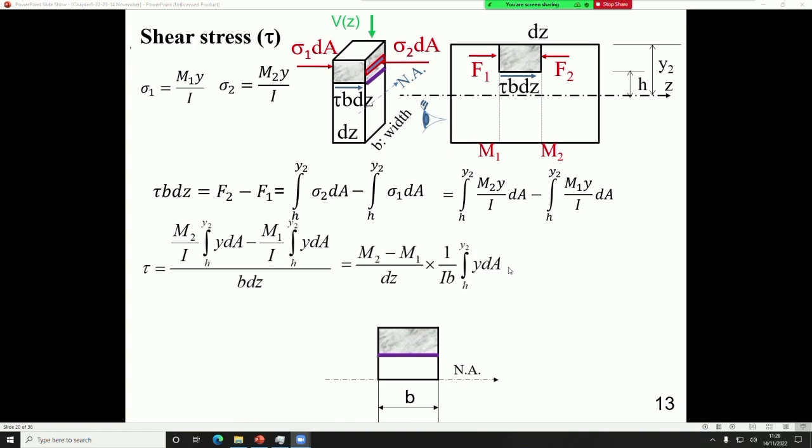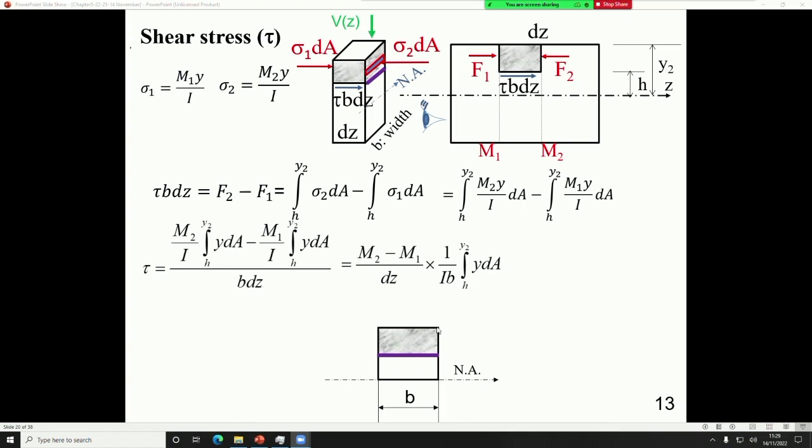Y squared dA was the second moment of area. But what was y dA? Very good, first moment of area, absolutely correct. So this is the first moment of area. But first moment of area of what, with respect to what? This is y2 to h.